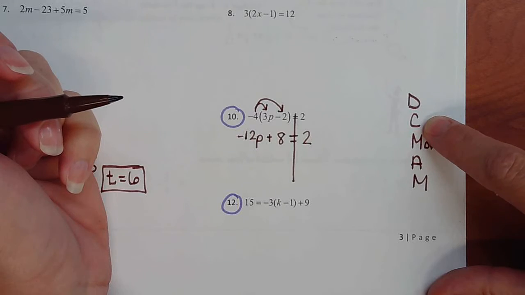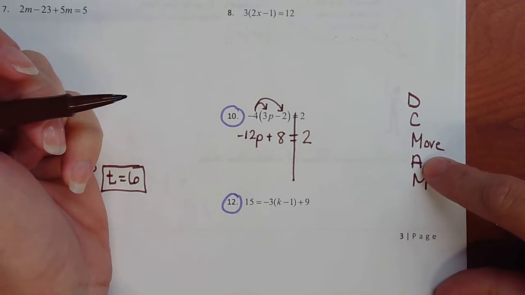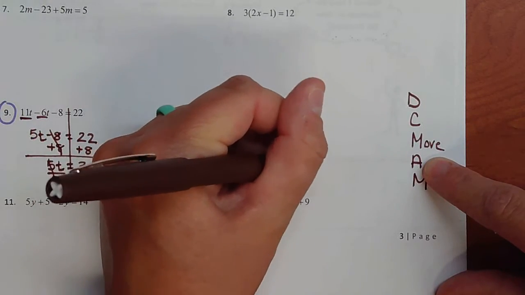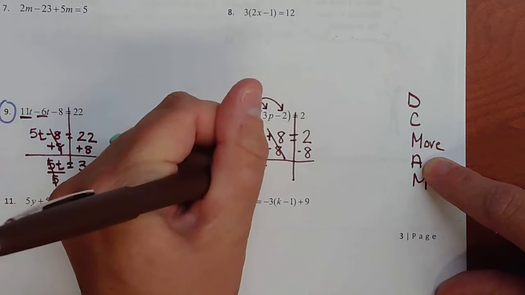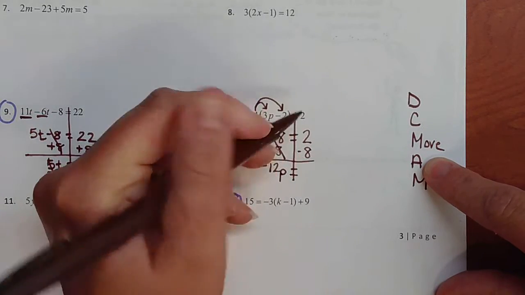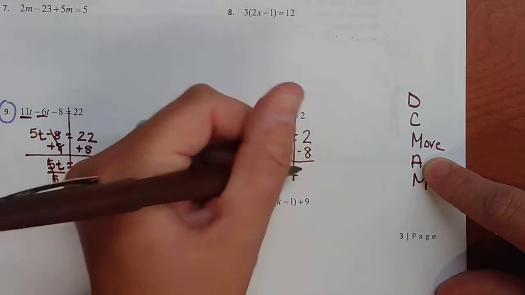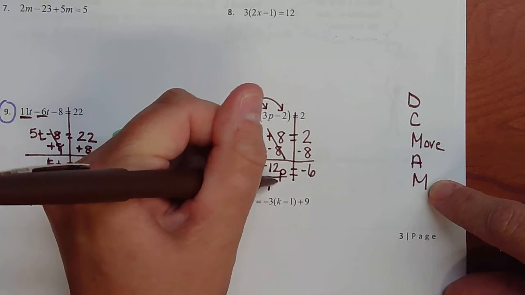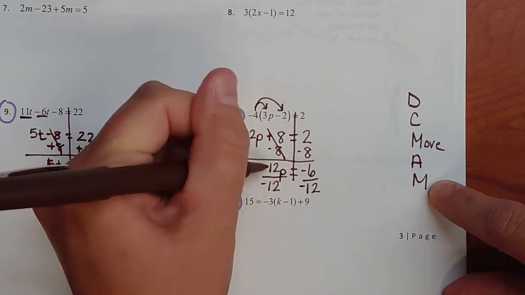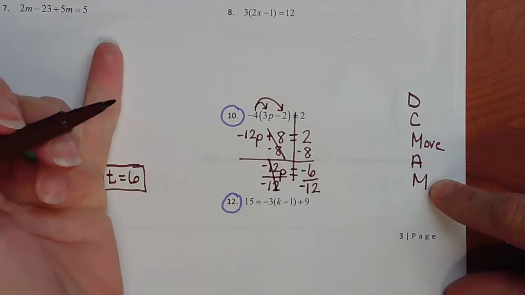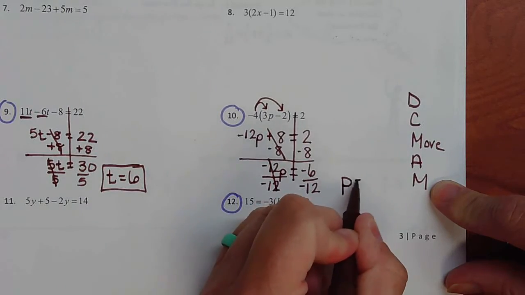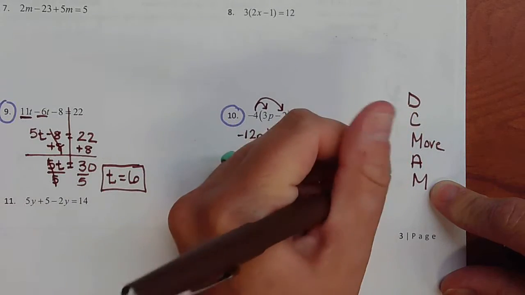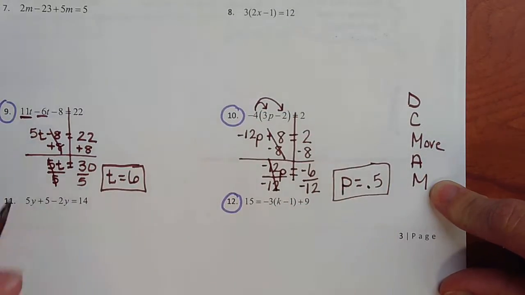Then I don't have any terms to combine. I don't have to move any variables. So now I'm on to add or subtract, and I have adding 8 going on here. So I'm going to subtract 8, bring down the -12p, bring down the equal sign. 2 minus 8 is -6. And then I have multiplication going on here. So to undo that, I need to divide. Those go to 1. They don't really cancel out. And then you get p equals -6 divided by -12 is a +0.5 or +1/2.